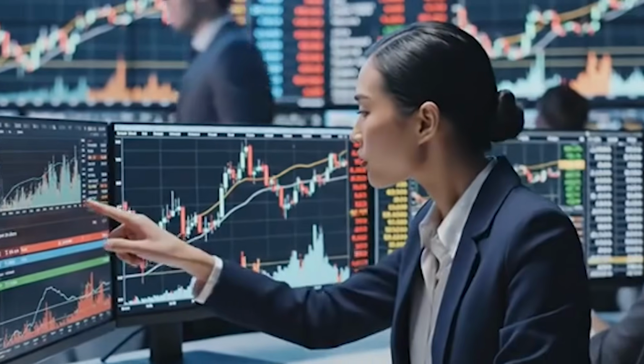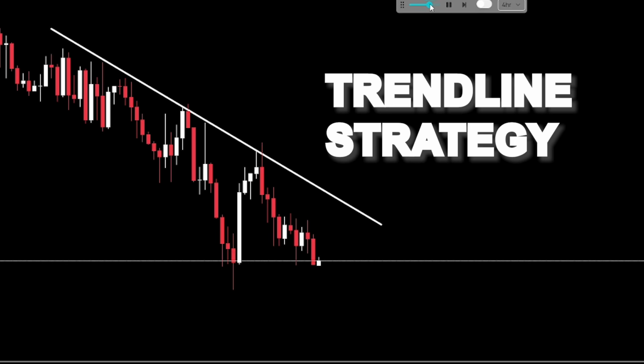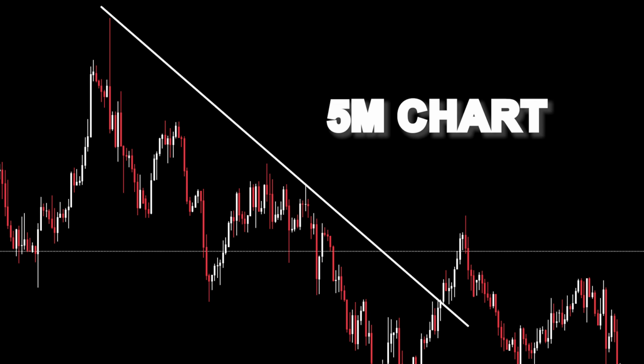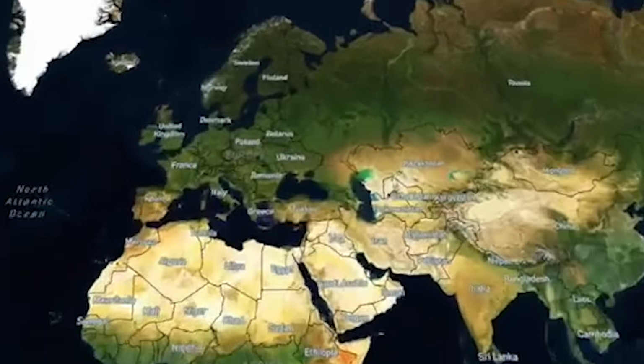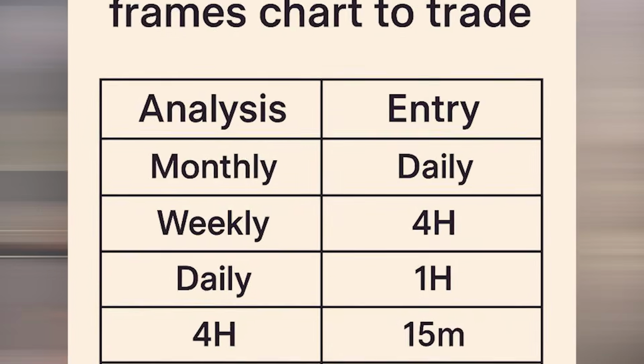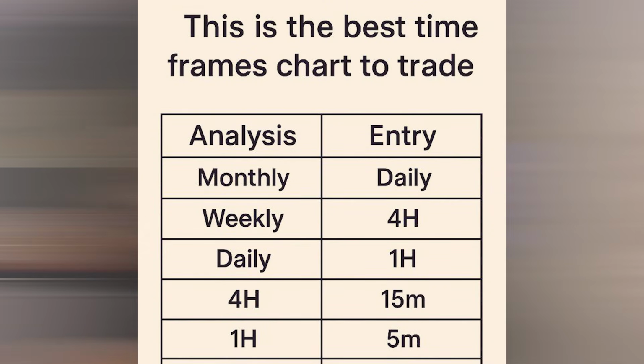Please don't make this mistake. If you have been told that trendline strategy had the holy grail, but how many times have you entered a perfect trendline breakout on the 1 minute, 5 minute, 15-minute chart only to see it reverse seconds later? You are not bad at trading, you are just looking at the wrong map. Today I'm showing you the exact time frame hierarchy I use to ignore the noise and cash sniper entries.